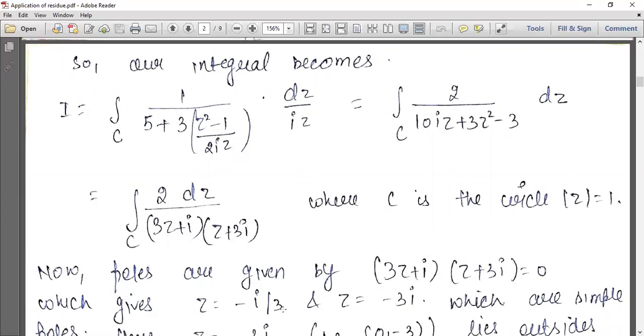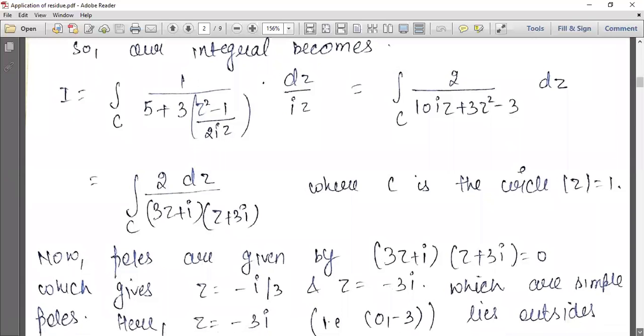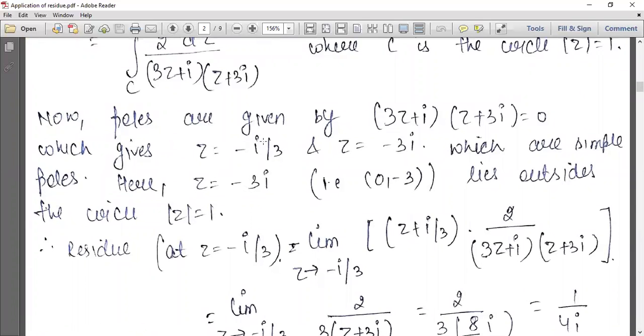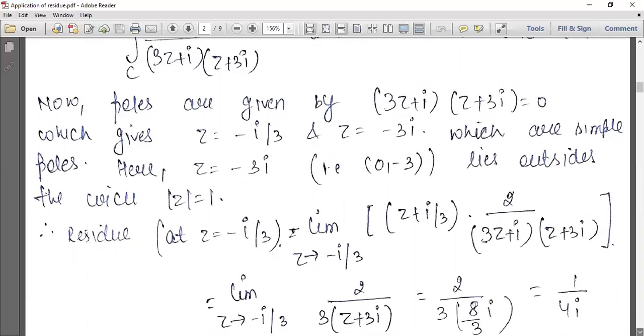Now, z equal to minus i by 3 means it's a point with real part 0 and imaginary part minus 1 by 3, that is (0, minus 1 by 3). And remember, my contour of integration is a circle with center 0 and radius 1 unit. So this point will lie inside the circle, but the other point will lie outside the circle. So I have to calculate the residue at this point only, because only this point lies inside the circle. The other point lies outside, so we need not calculate its residue.